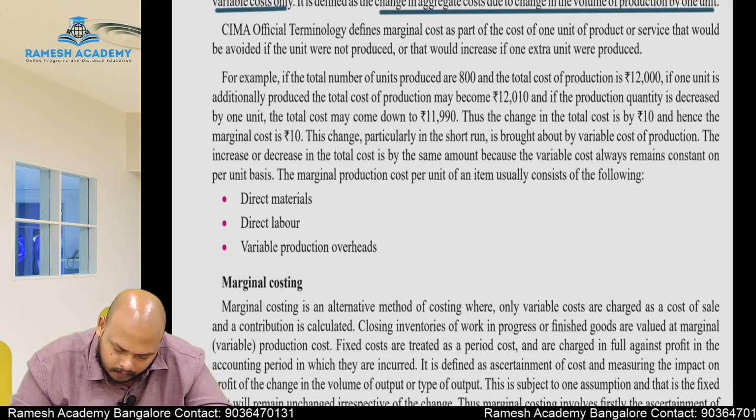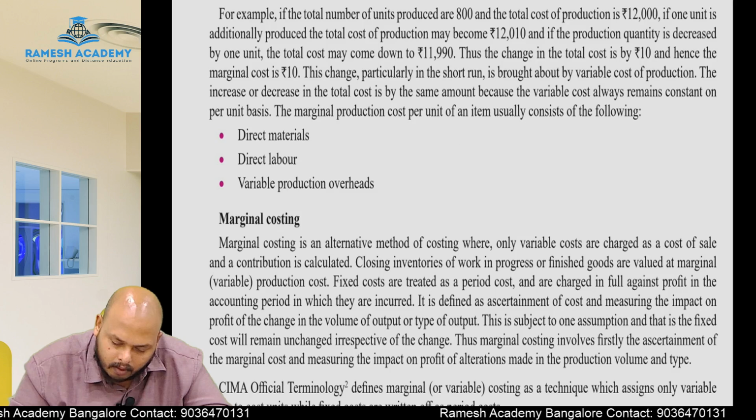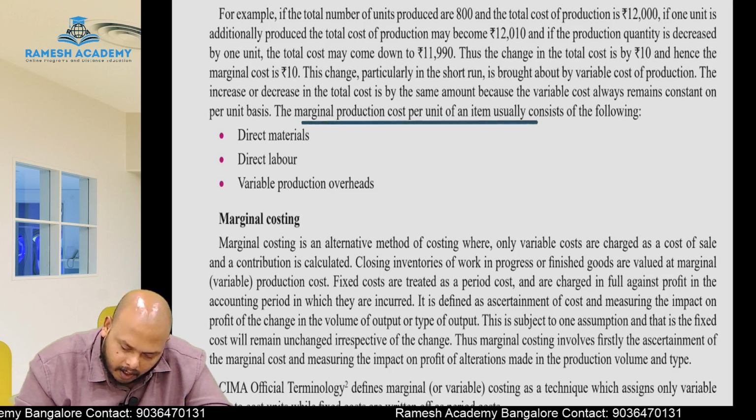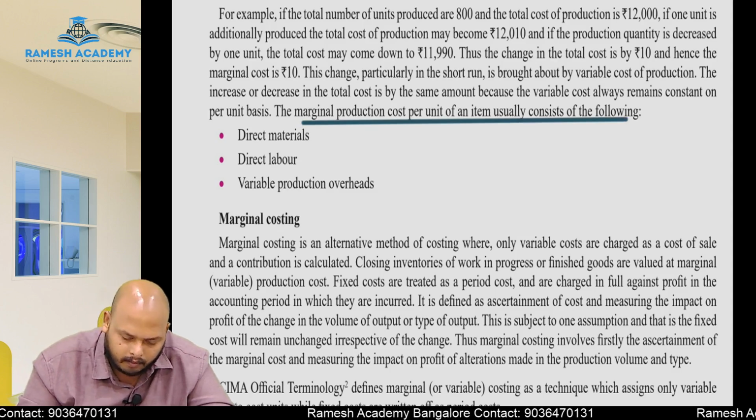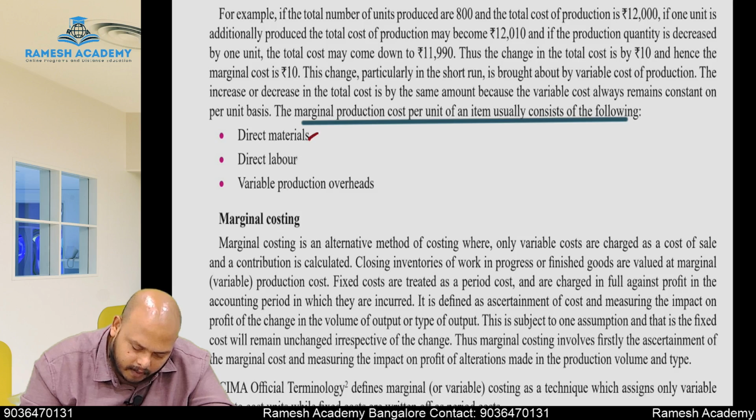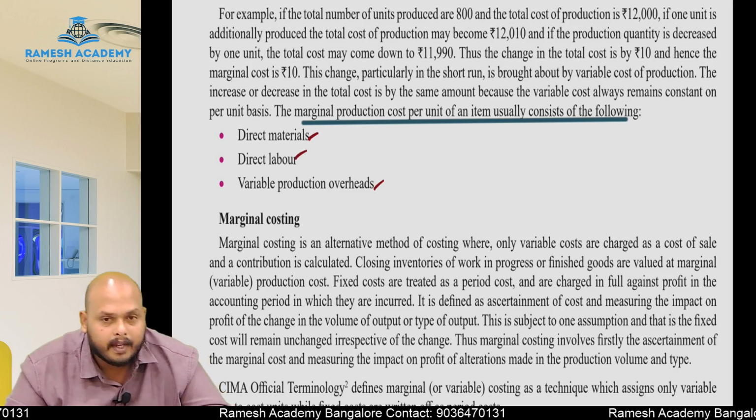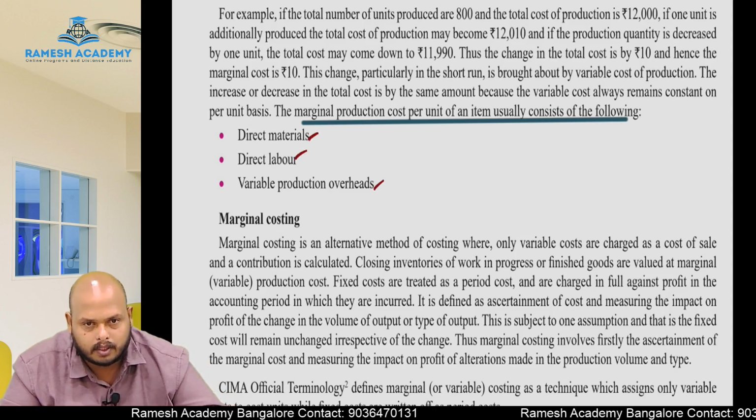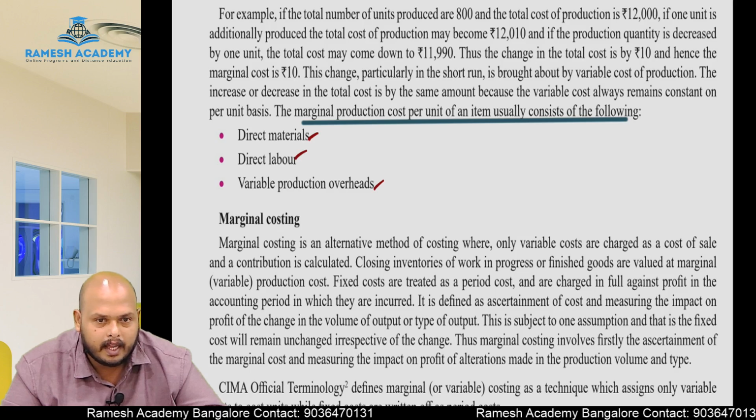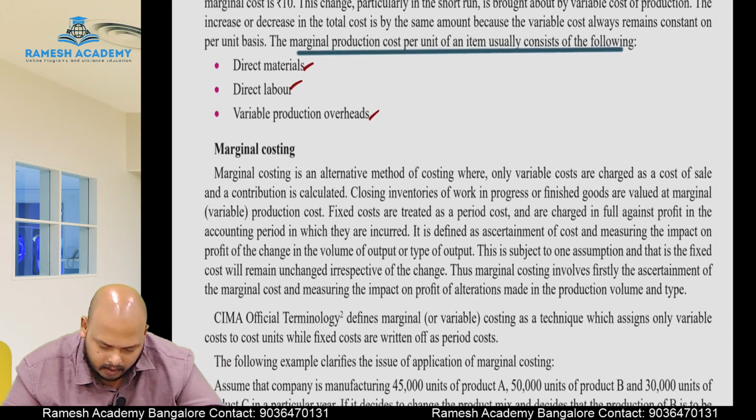Next, marginal production cost per unit of an item consists of the following items. Variable cost consists of direct material, direct labor, and variable production overheads. These 3 things together are called variable cost.